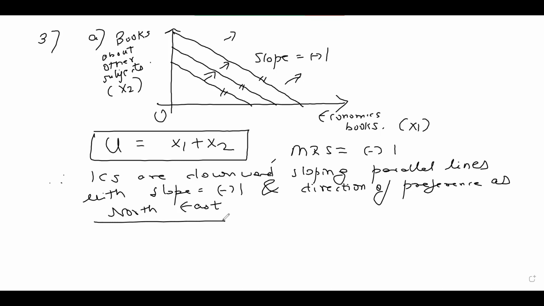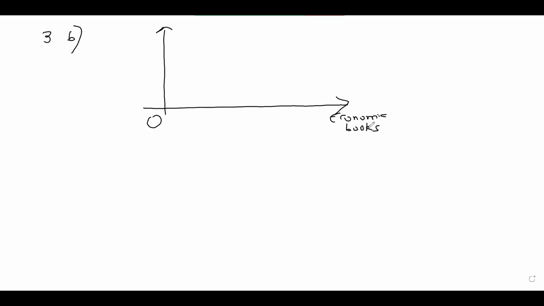Within question number 3, let's look at part B. Again, let me first draw a diagram before reading the question. Economic books, other books. Okay, let's call this as good x1. Let's call this as good x2. Let's come to part B.